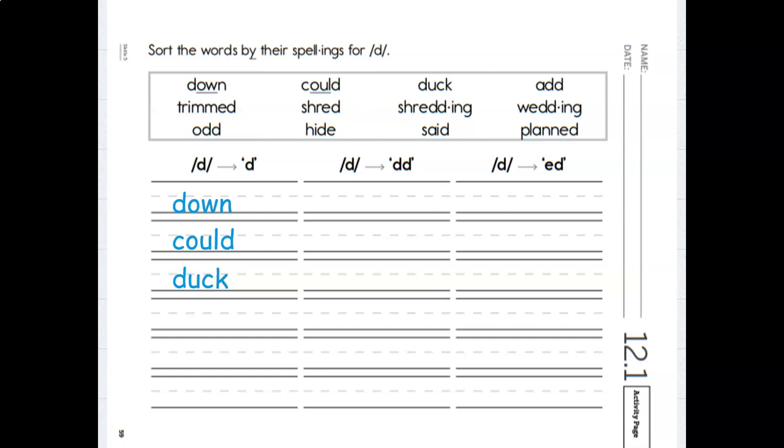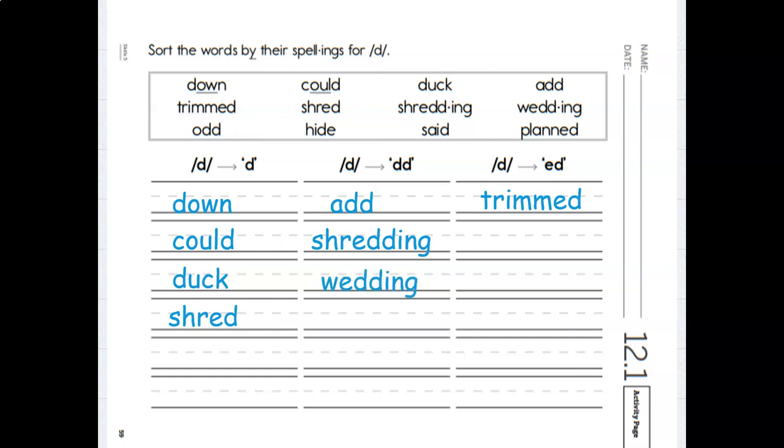Add should have gone in the DD column. Trimmed should have gone in the ED column. Shred should have gone in the D column. Shredding should have gone in the DD column. Wedding should have gone in the DD column.